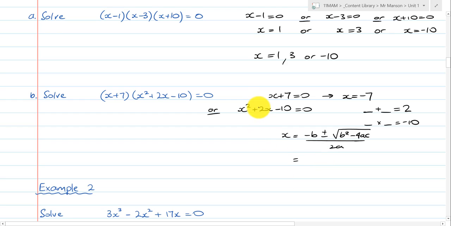B in this case is 2, A is 1, C is negative 10. We put them in: negative 2 plus or minus the square root of negative 2 squared. What did I do that for? That's 2. B is 2. 2 squared minus 4 times 1 times negative 10.